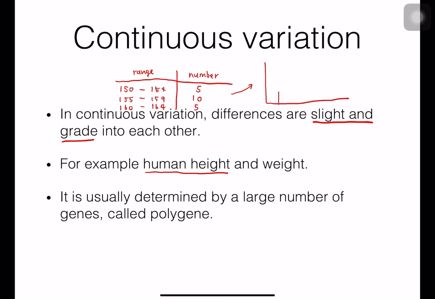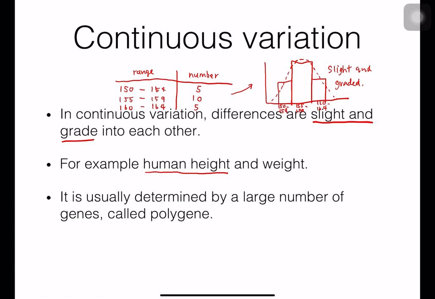You may fit the graph like this. The first one here is 150, 154, 155 to 159, 160 to 164, like this. And you will see that the data here change step by step. We call this slight and graded.